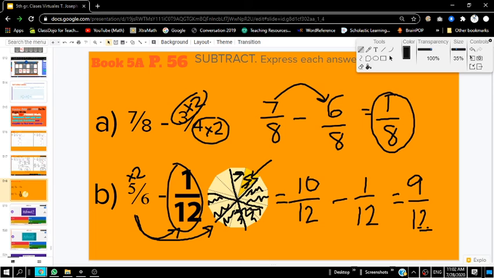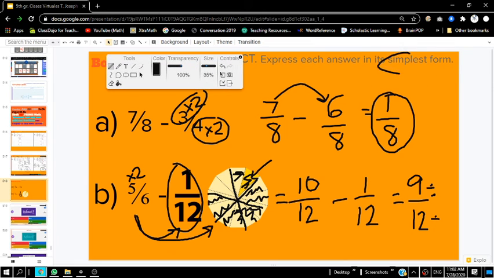can be simplified one more time. So let's try that. Let's simplify 9/12. Let's divide both 9 and 12 by the same number. Again, we want to simplify. We want to make sure our answer is in its simplest form. Let's divide both 9 and 12 by 3. 9 divided by 3 is 3. And 12 divided by 3 is 4. So your final answer is 3/4.